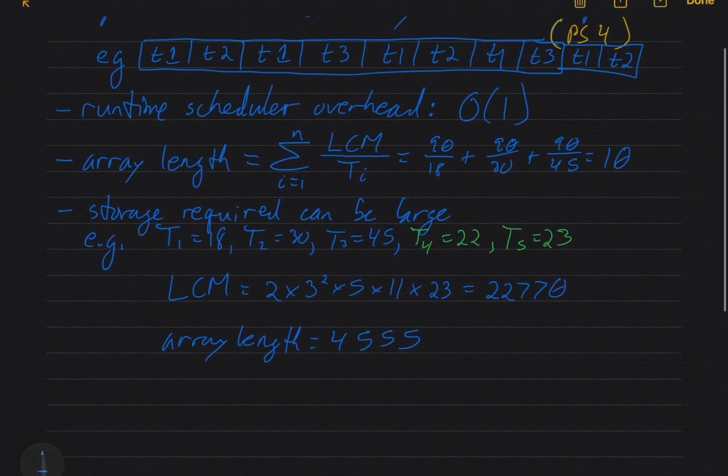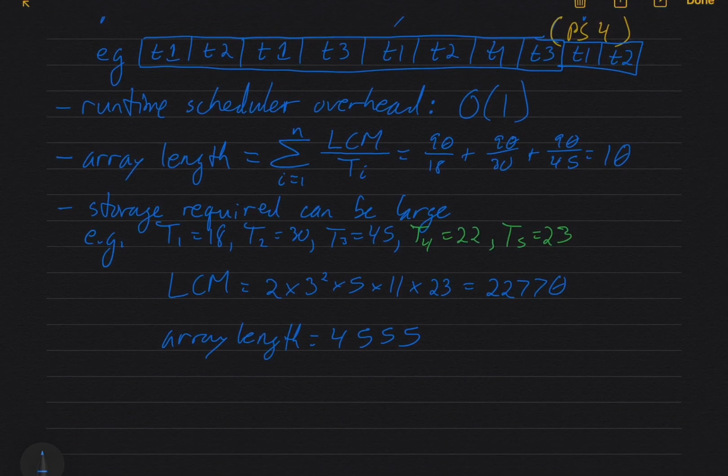So if you run into this kind of problem, a trick you can use to shorten the array length is to shorten some of the periods so that they have a shorter least common multiple. Generally it's usually okay to shorten the period of a function to make it run more often, as opposed to lengthening the period, if we're trying to come up with a nice least common multiple. So it's often okay to shorten the task period.